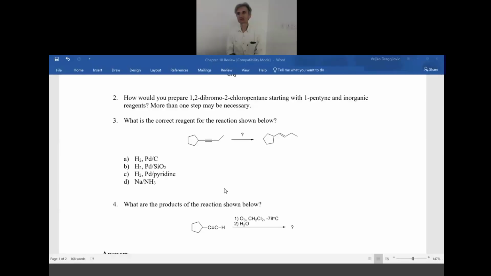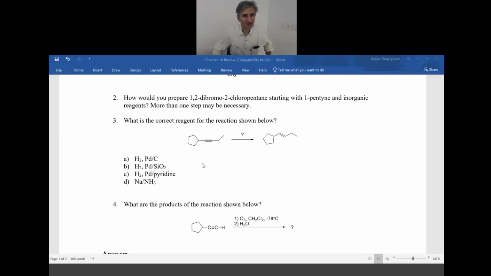Professor? Question number 3. What is the correct reagent for the reaction shown below? In this case, we have reduction of an alkyne. We have a somewhat complex internal alkyne with two substituents, a cyclopentyl group and an ethyl group, and that's reduced to an alkene. And from the line formula, you can see that's trans. So what is the correct reagent for the reaction shown below?